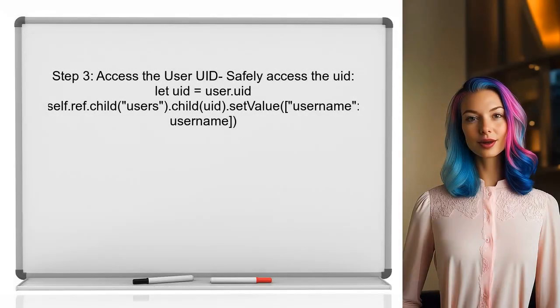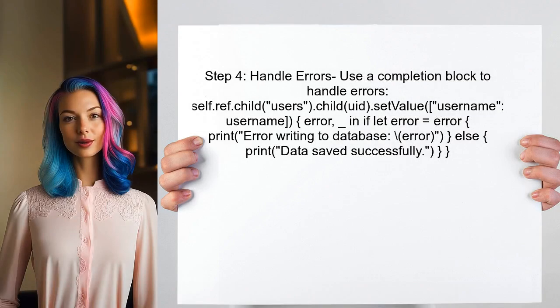Once the user object is confirmed to be valid, the user can safely access the UID property. This UID can then be used to write data to the database. Finally, the user should handle any potential errors that may occur during the database write operation. This can be done using a completion block.